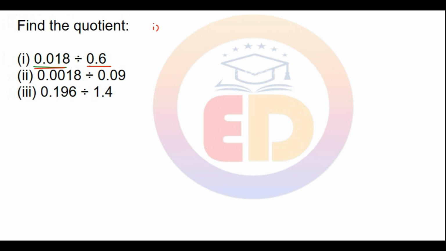The first example is 0.018 divided by 0.6. Now in the first step I will convert the decimal number. I'll write decimal number to decimal fraction. 0.018 has 3 decimal places. 0.6 has 1 decimal place.